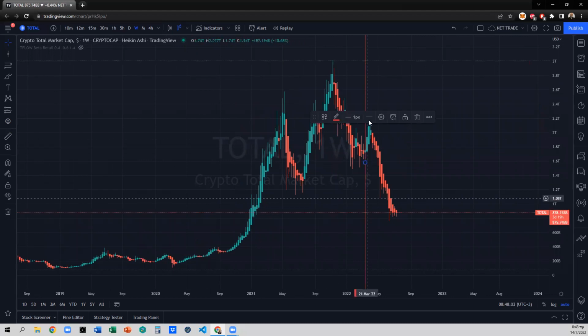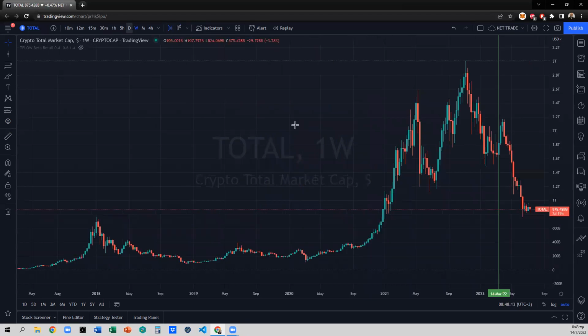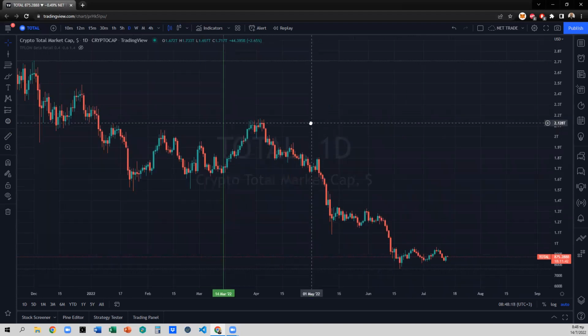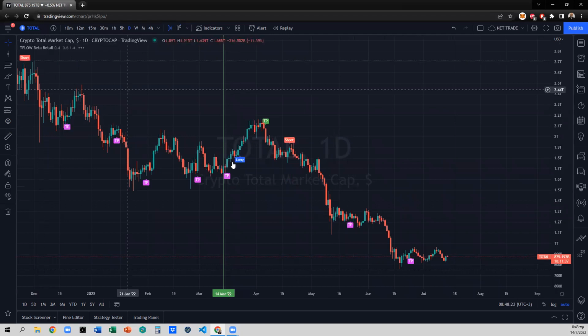So here we draw a line. Let's mark it green. We lock this line and let's go down, go back to the normal candles and go back to the daily chart to see here. As you can see, on the daily, we had a small uptrend. So if we open here the TFLOW beta retail indicator, you will see that you will get a long signal and a take profit as well. This is a very profitable trade just for this period of time.